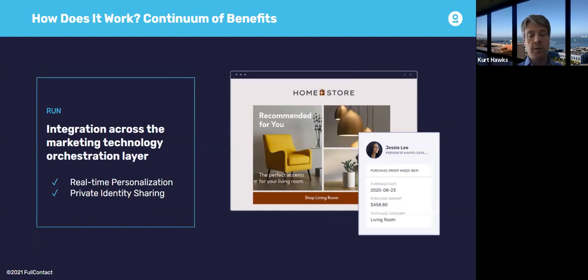So integrating across the marketing technology stack, particularly as it relates to things like personalization. So to be able to tie incremental benefits of identity resolution to make things like website personalization more impactful, to make it more relevant. I talked about the concept of private identity sharing, right? So to provide this connection and enable identity resolution to amplify investments in personalization and orchestration in general. Next slide, please.